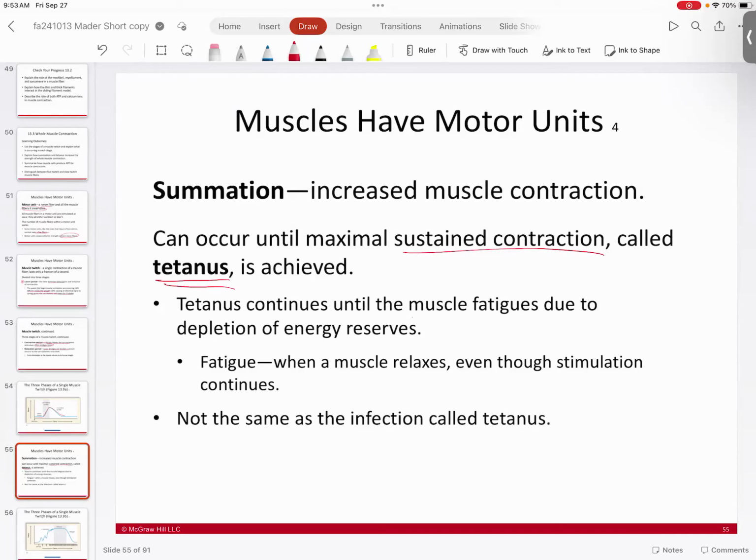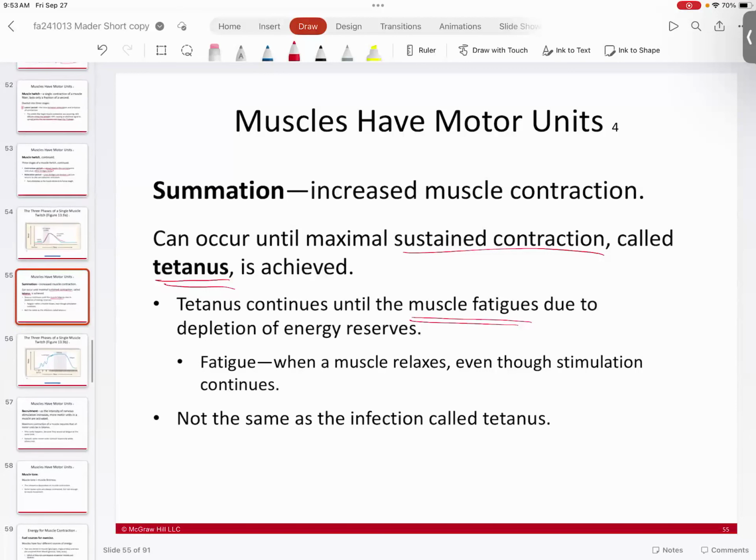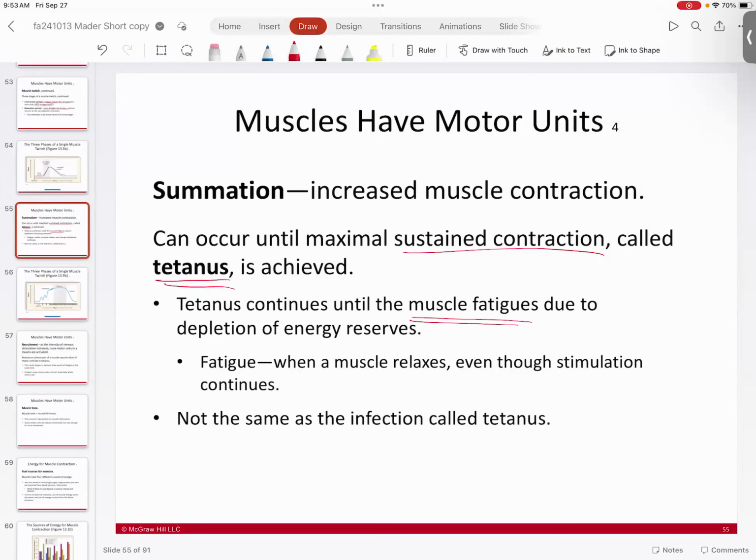This is the reason why you get muscle fatigue. When the muscle relaxes, that is like your muscle giving up. So that's fatigue. Fatigue is like when your muscle is giving up. Even though the stimulation is coming, the muscle just can't respond because it doesn't have any more energy to do that. And this is not the same thing as the infection tetanus. This is normal.